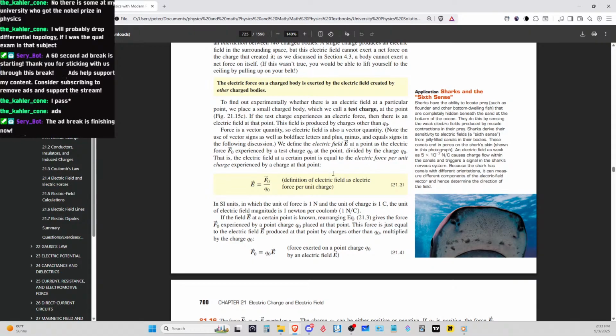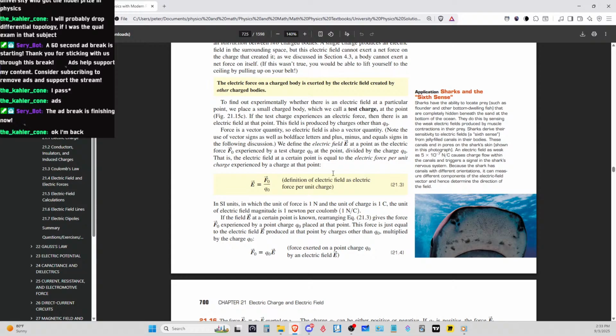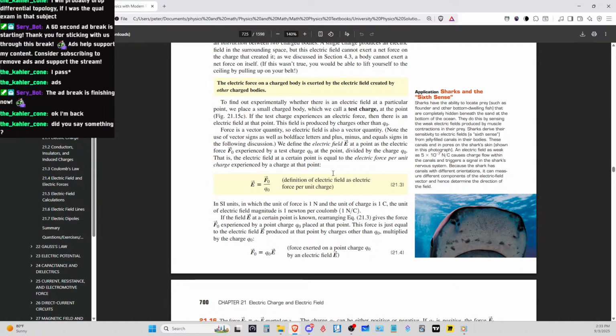Force is a vector quantity, so electric field is also a vector quantity. Note the use of vector signs as well as boldface letters, and plus and minus are equal signs. We define electric field E at a point as the electric force experienced by a test charge Q naught at that point.